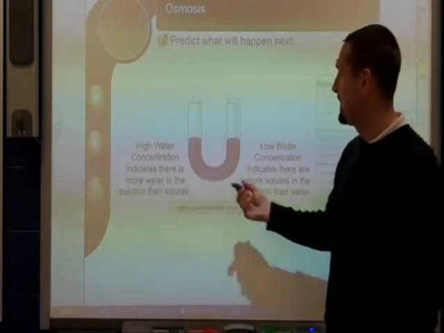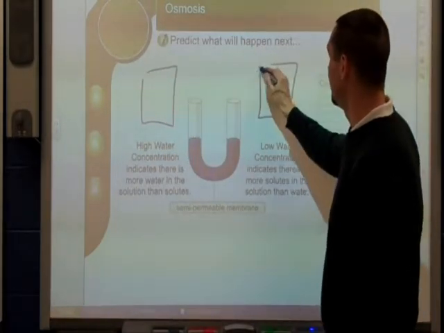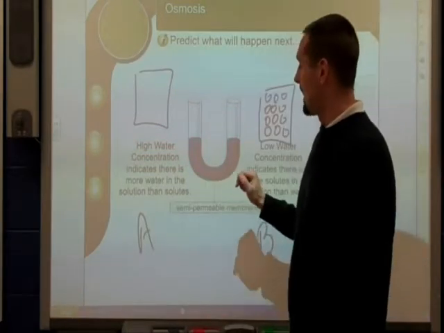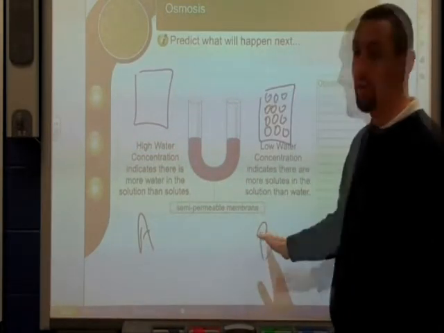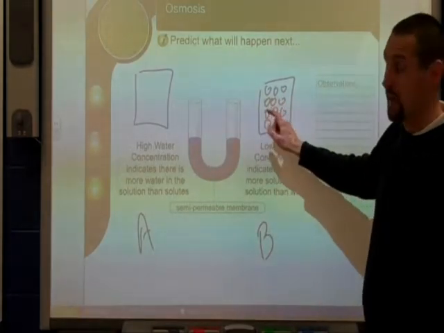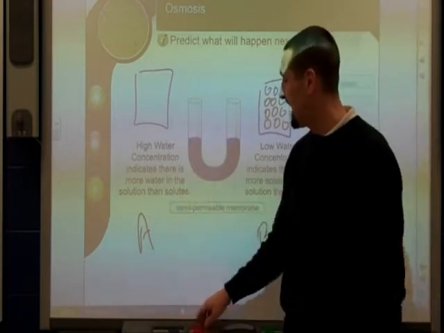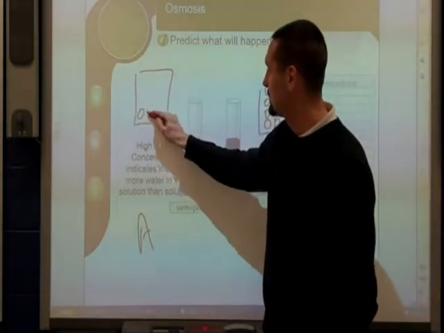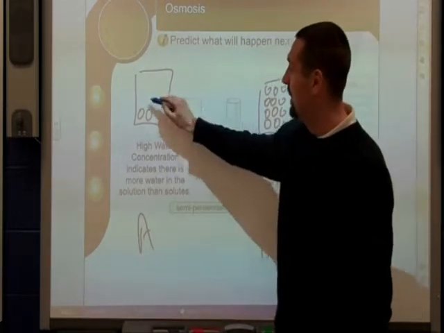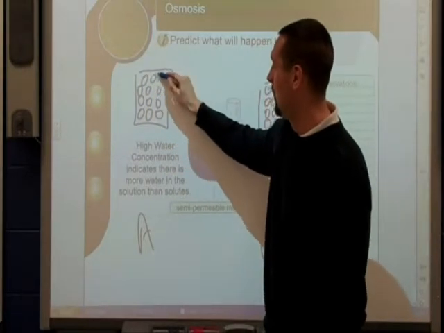One way to look at it is kind of like this. This is my container on the one side. That's my container on the other. On this side, let's call this side B, I have such a high concentration of sugar, I don't have much room for very much water. On side A, I have a low concentration of sugar, and since I don't have much sugar in there, I have lots of room for water.